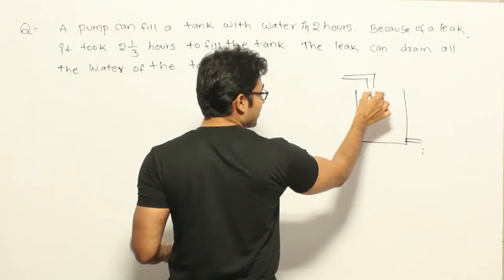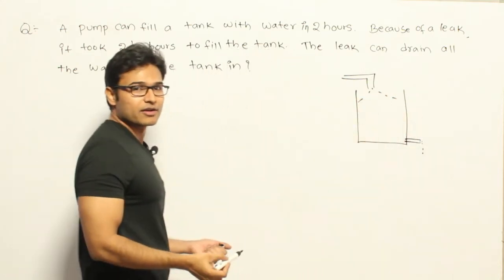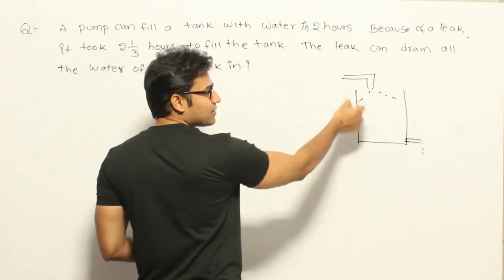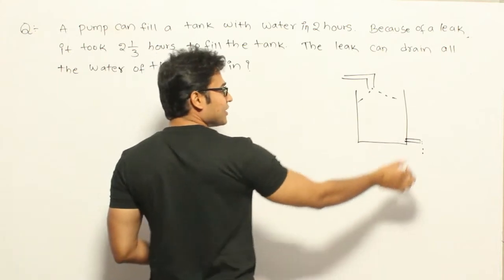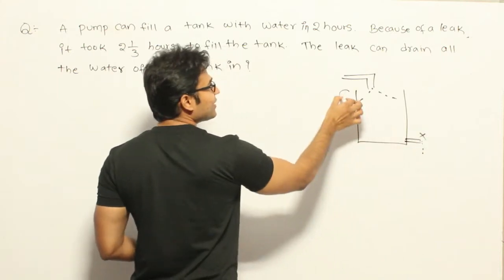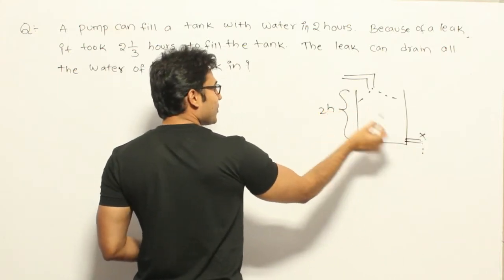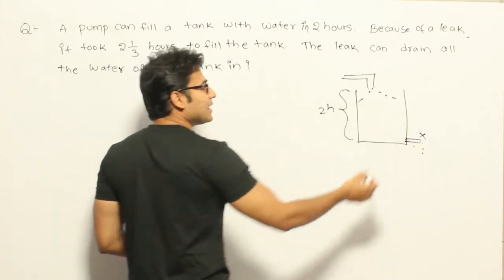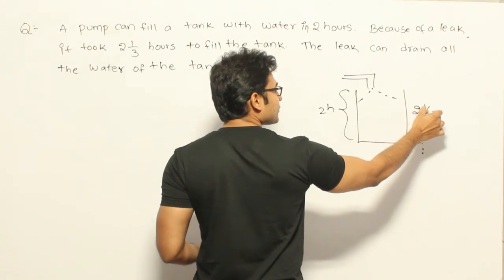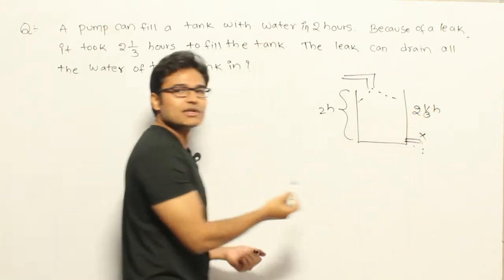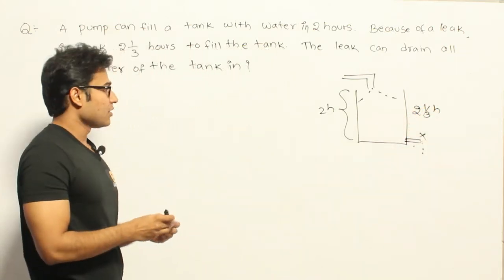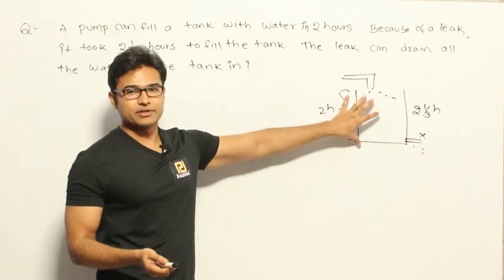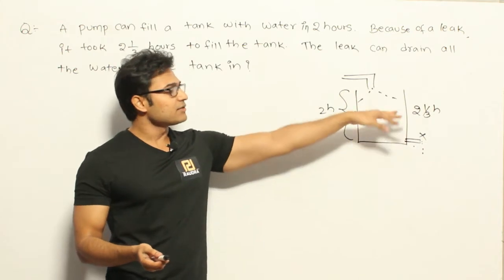is getting emptied. Okay, so now they are saying that the pump, if it is operating individually without using the leak, it can fill it in 2 hours. Now because of the leak, if I operate both of them simultaneously, it is taking us some extra time, 2 1/3 hours to fill it. Obviously it will take, isn't it? Are you getting the concept? If you don't have the leak in the tank, we will be able to fill it faster. Because of the leak, we are taking some extra time.